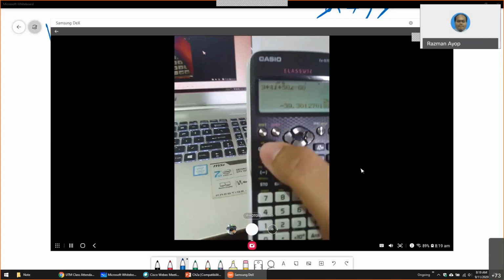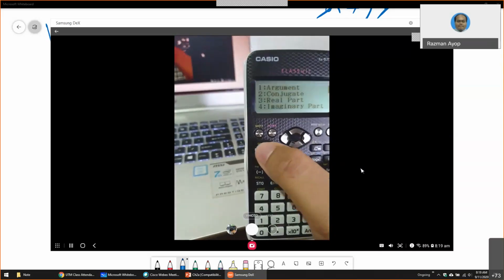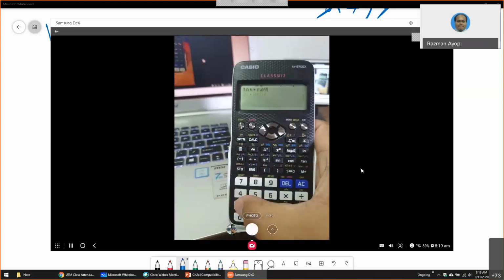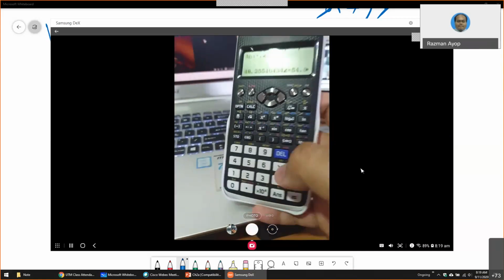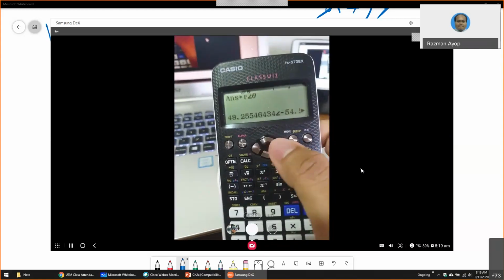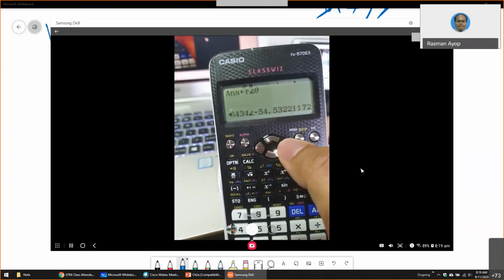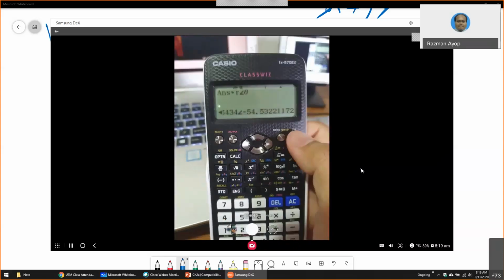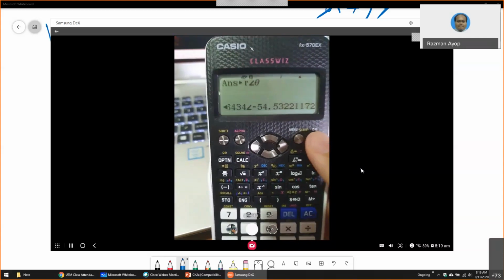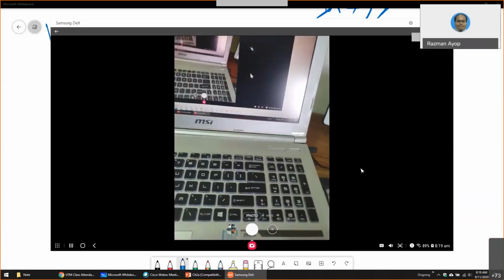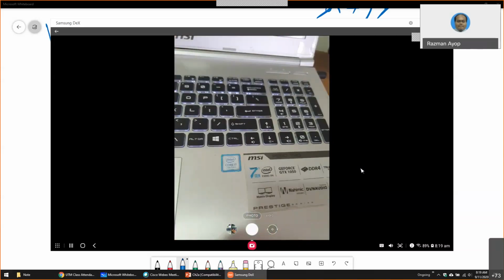If you want to change it to polar form, just press option, move down and press 1. You get the answer in this form: 48 point something, and the angle is negative 54.53. That is how you use your calculator instead of doing manual calculation. This is much more preferred because you will not be given marks for the manual way, except in theory, if the question asks you to do it manually, then you have to do it the manual way.